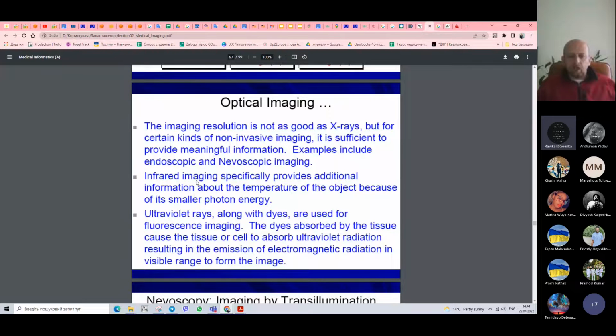Ultraviolet rays, along with dyes, are used for fluorescence imaging. The dye absorbed by the tissue causes the tissue or cells to absorb ultraviolet radiation, resulting in the emission of electromagnetic radiation in the visible range to form the image.